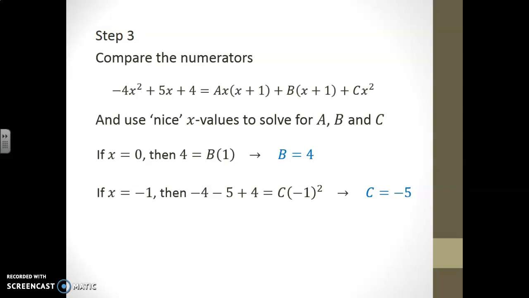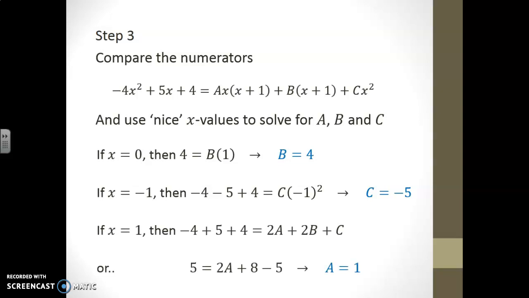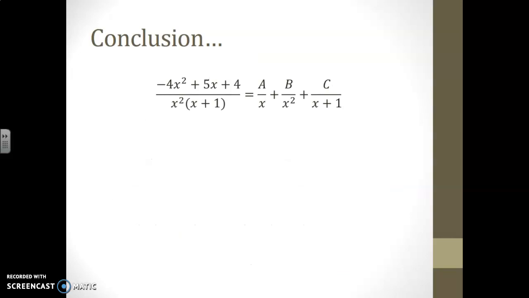We've run out of good values, so at this point we could just choose any x value and implement it into the equation we started off with. So the left-hand side would become 5. The right-hand side, by replacing x equals 1, would become 2 times a plus 2 times b plus c. But now remember that b and c values we've already found, and therefore we could solve for a. With the a, b, and c values that we've now just found, we have obtained our decomposed form for the rational function.